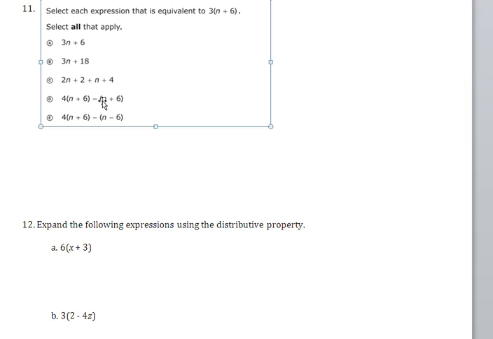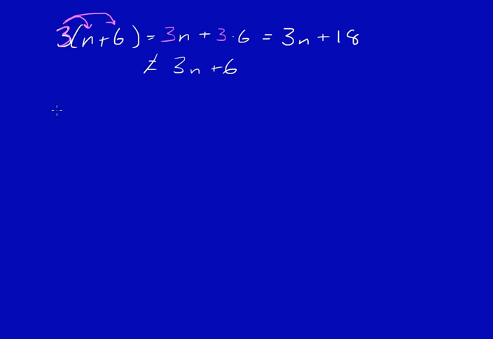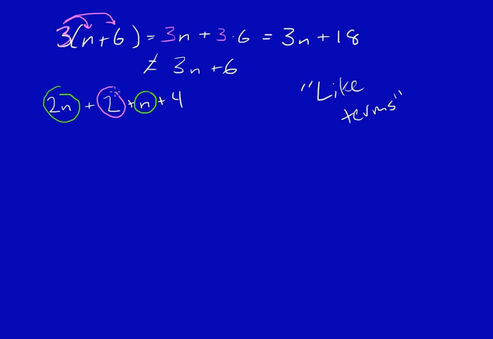Now the other ones here are just an issue of whether you can manipulate them to look like this. And so there's a couple ways to think about each one. Let's begin with C, which is 2n plus 2 plus n plus 4. And the key to these is to remember your like terms, which is if they have the same variable, they can be combined. If they don't have the same variable, they can't be combined. So our terms with the n are these ones right here, and our terms without any variable are these ones right here.